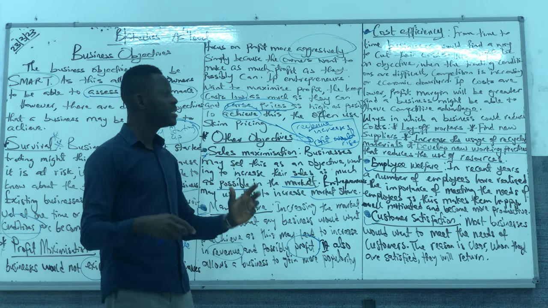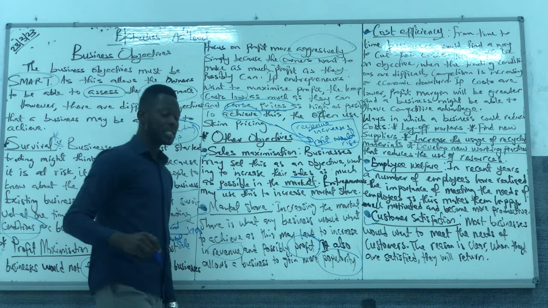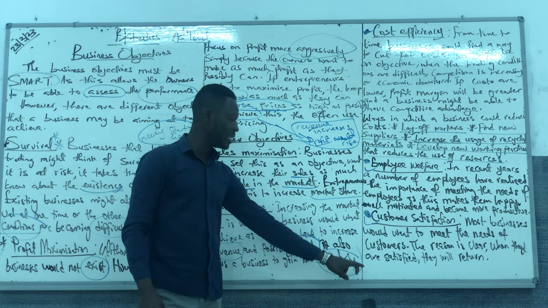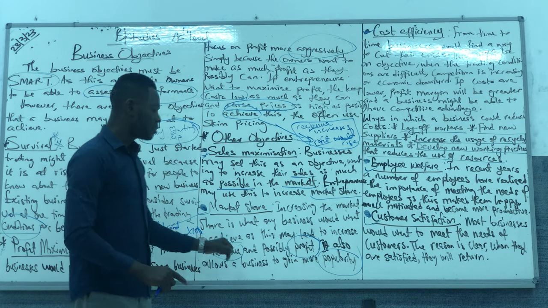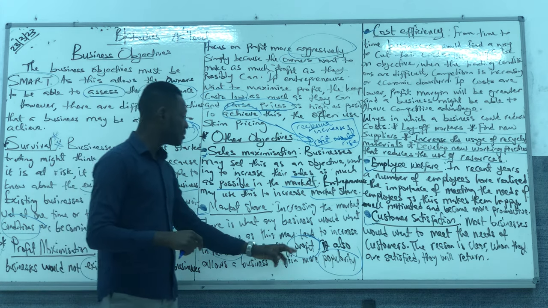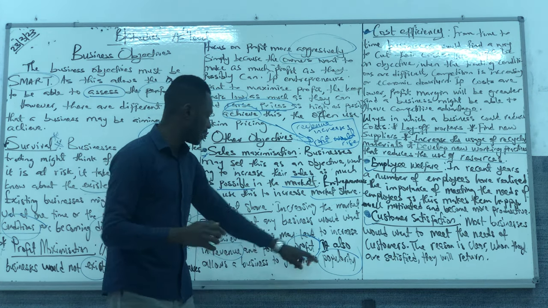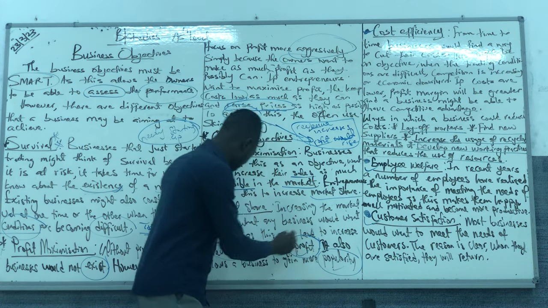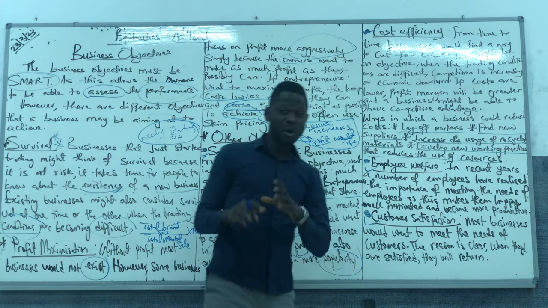And the last thing, it means you are gaining more popularity in the market. It means you are gaining what? More popularity in the market. So increasing market share would allow a business to increase its revenue, to increase its profit, and to gain more popularity. So those are the three things market share does. So the next one is cost efficiency. We're talking about cost efficiency.